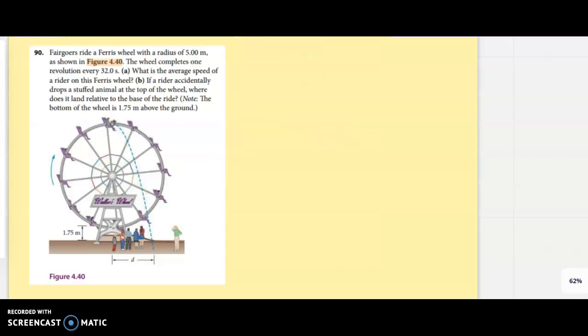A lot going on here in number 90. Fairgoers ride a Ferris wheel with a radius of 5 meters. The wheel completes 1 revolution every 32 seconds. So what's the average speed of the rider on the Ferris wheel?